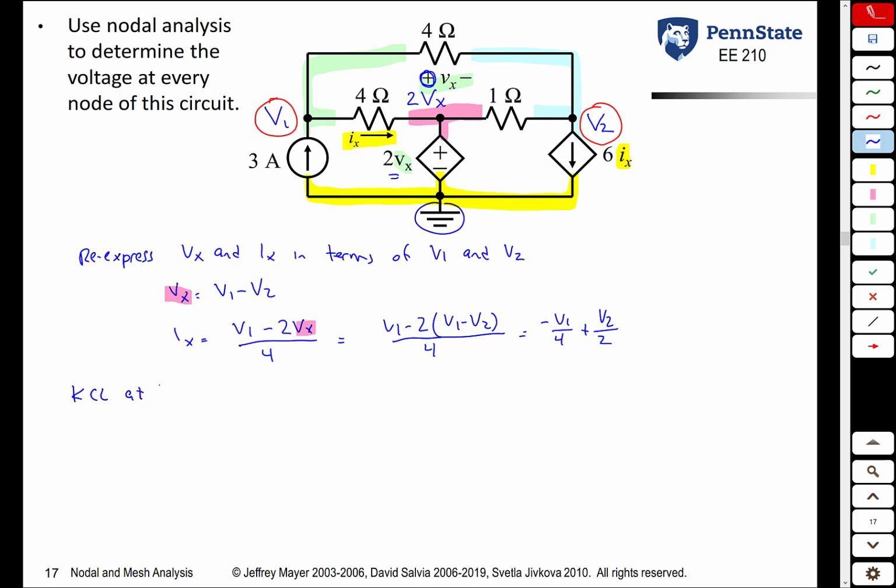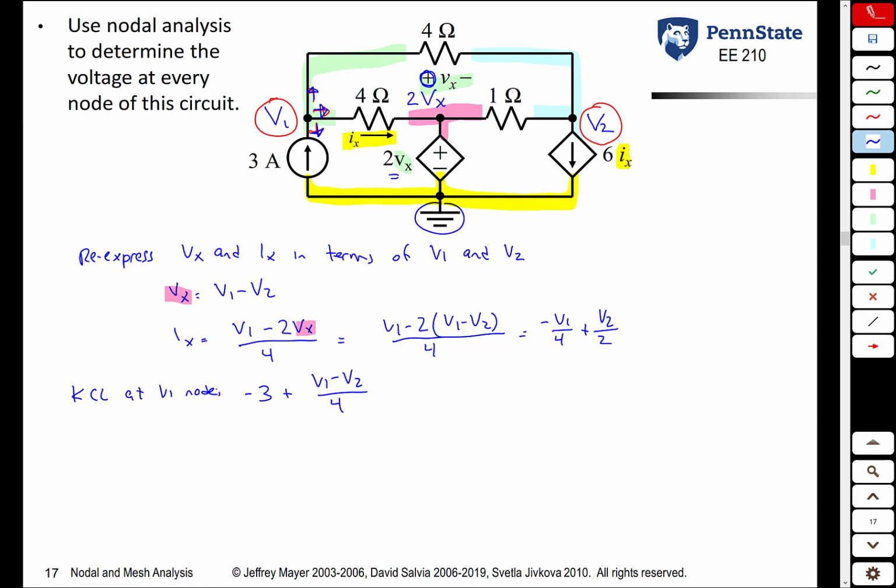So KCL at the V1 node, basically we're saying that this current plus that current is equal to 0. So the current going down is what? Minus 3 amps. Current going up is the current through the 4 ohm resistor. It's the voltage at the coming from point minus the voltage at the going to point divided by the resistance. So it's plus V1 minus V2 over 4.